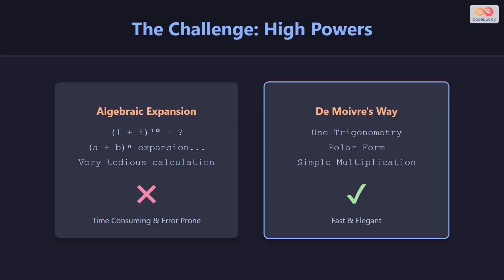Consider the problem of raising a complex number, like 1 plus i, to the 10th power. Using standard algebraic expansion, you would need to multiply the bracket by itself 10 times. This is incredibly slow and prone to calculation errors. De Moivre's theorem offers a much faster shortcut.